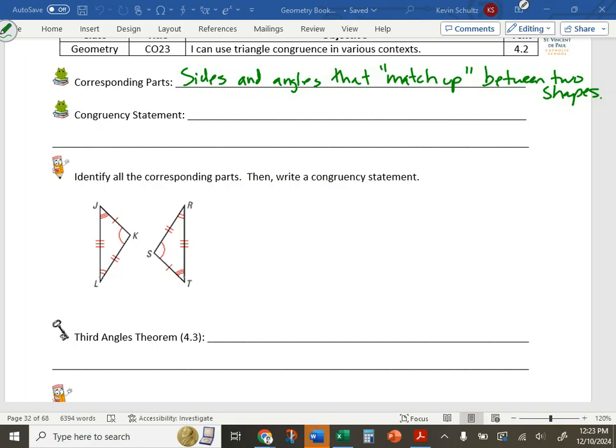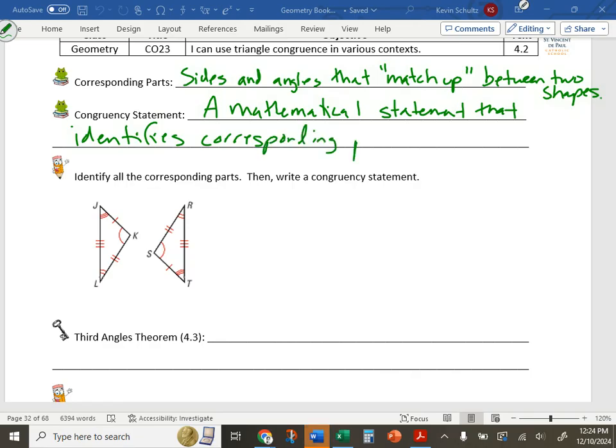And a congruency statement is a mathematical statement that identifies corresponding parts as being congruent. I guess I should say that too. I have to put mathematical again to the statement. What do you think? We're in math.